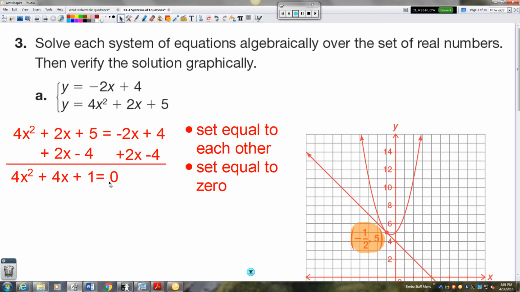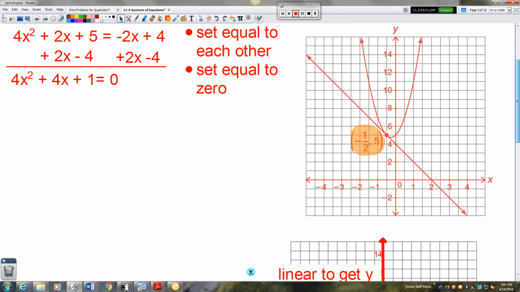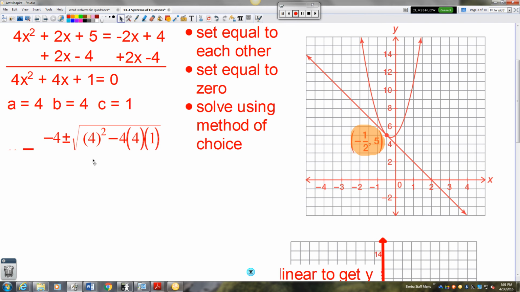0. Now, I could factor this. However, I just showed factoring in the last example, so I'm going to choose to show quadratic formula this time. Okay, A, B, and C. So my words say that you can solve using the method of your choice, but I'm going to show quadratic formula. So -4 plus or minus the square root of 4 squared minus 4 times A times C all over 2A.